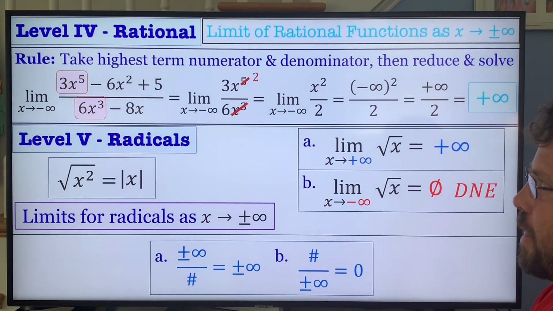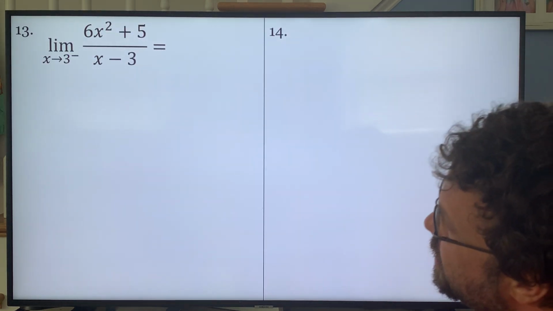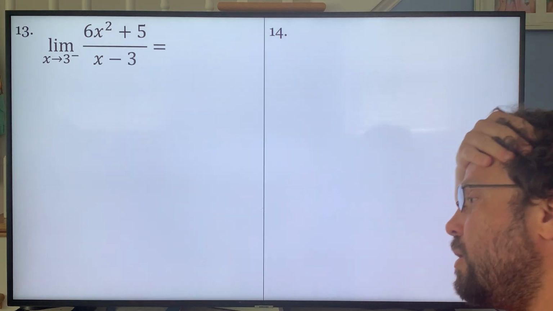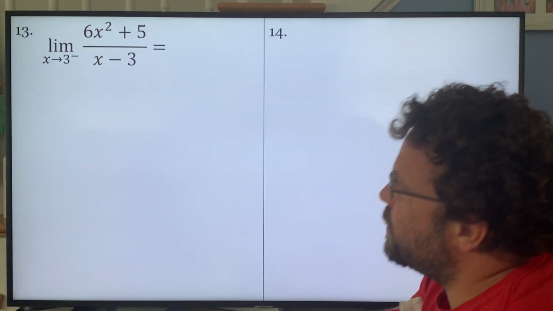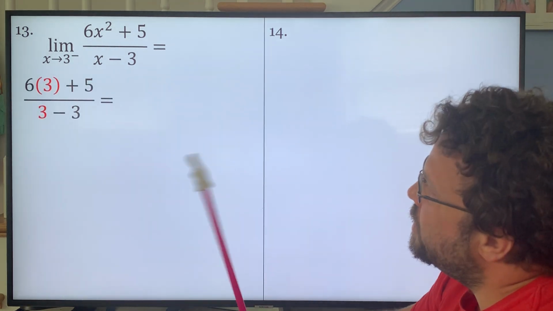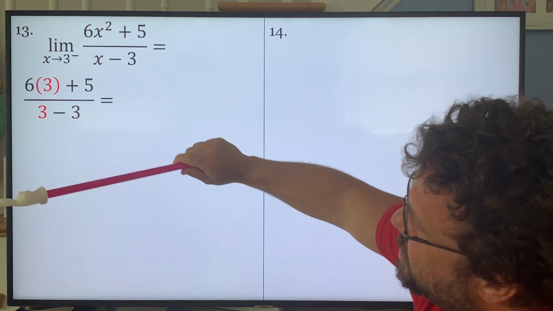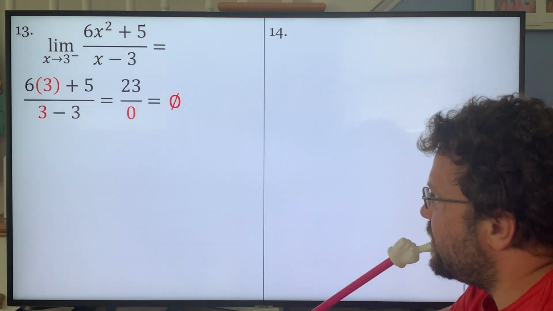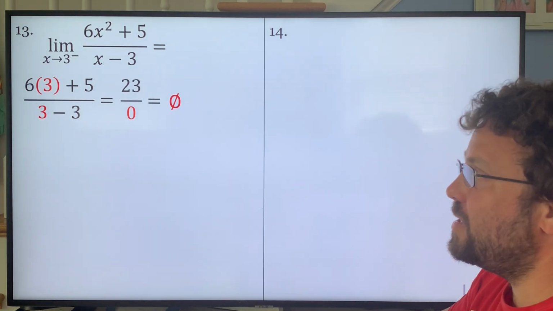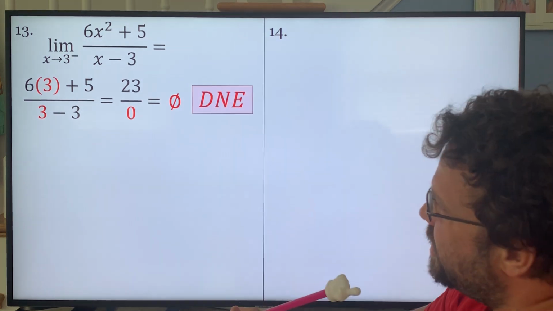Got it? All right, let's do a couple n-limit behaviors and a couple one-sided limits. 3 from the negative, your first step should be to plug in 3, right? So if I plugged in 3, just forget that it's coming from the negative side, you get 23 over 0. Thought it was going to be that easy, didn't you? All right, so it's not that easy.